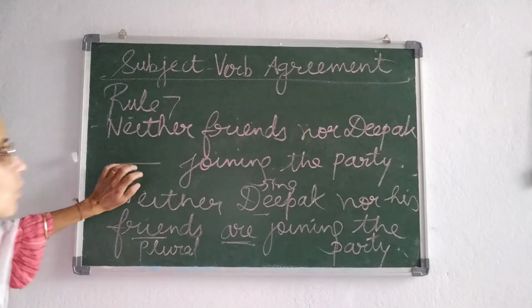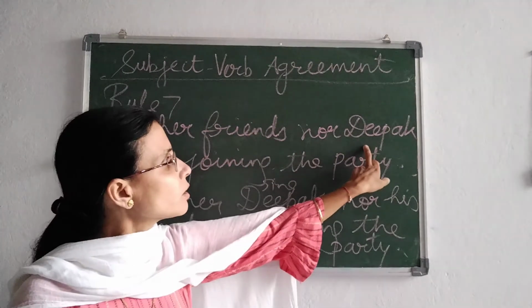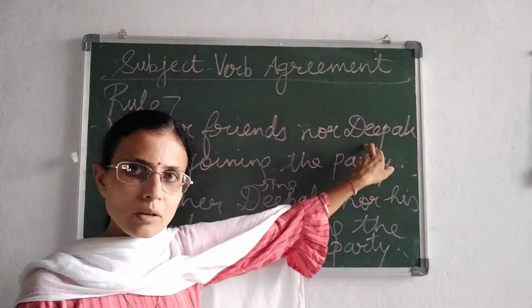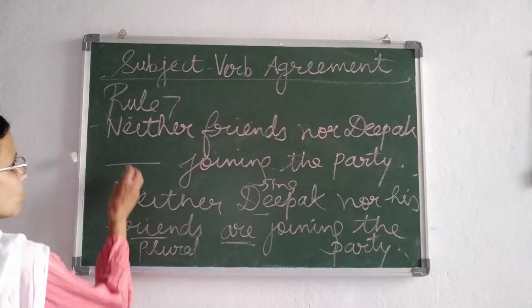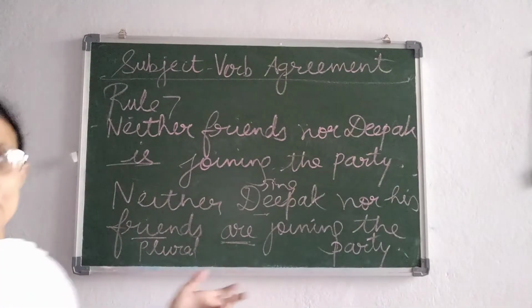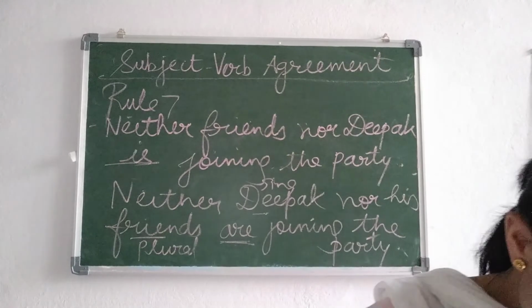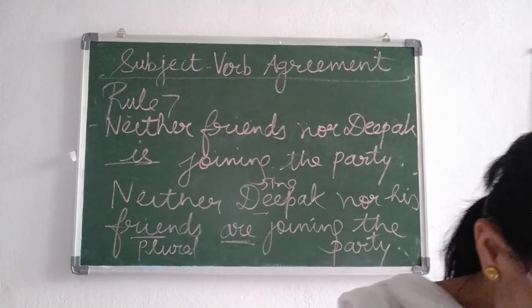So your verb will be according to the nearby subject. Now which is your nearby subject? It is singular. Deepak is singular. So your verb will also be singular. Singular means is. I hope it is clear to you. Both the sentences I have explained with examples. Now come to the next rule.